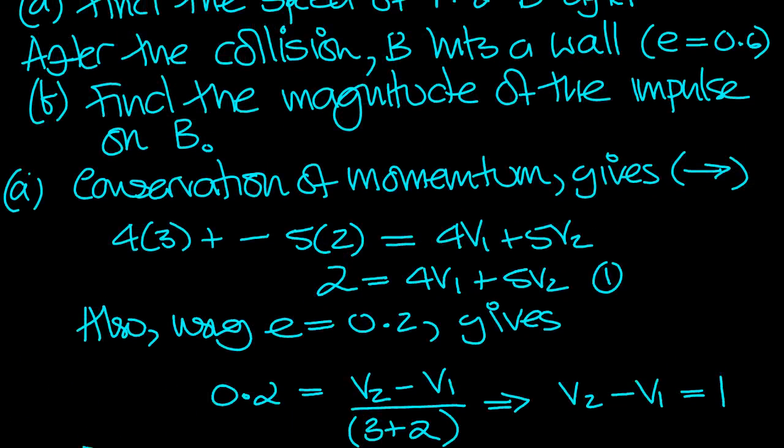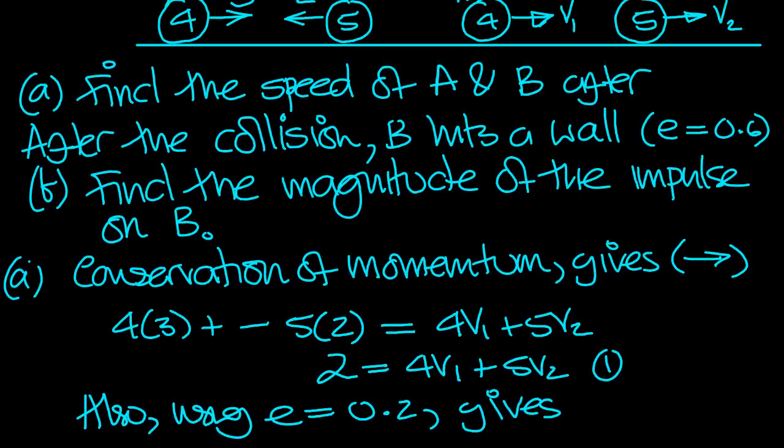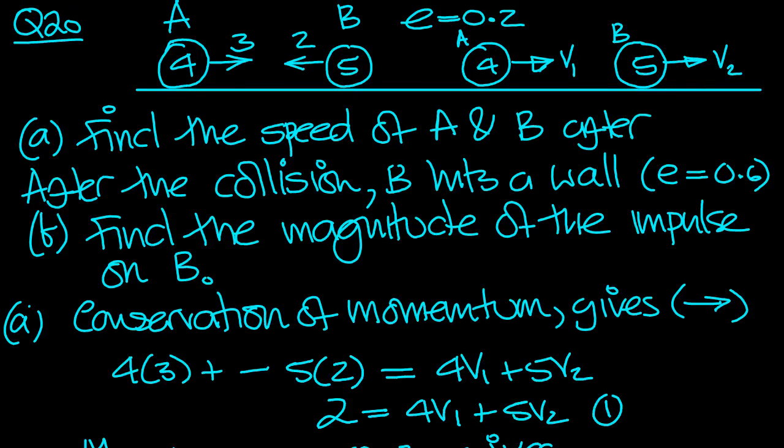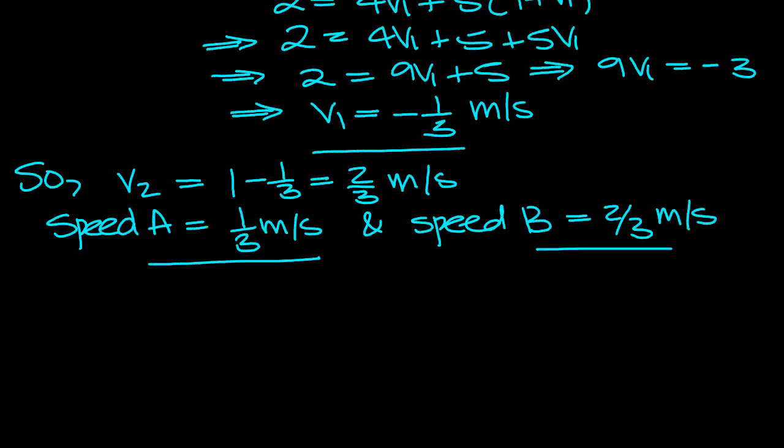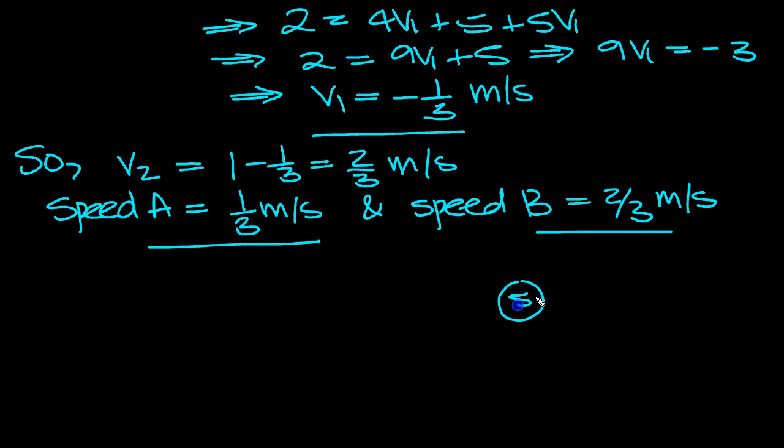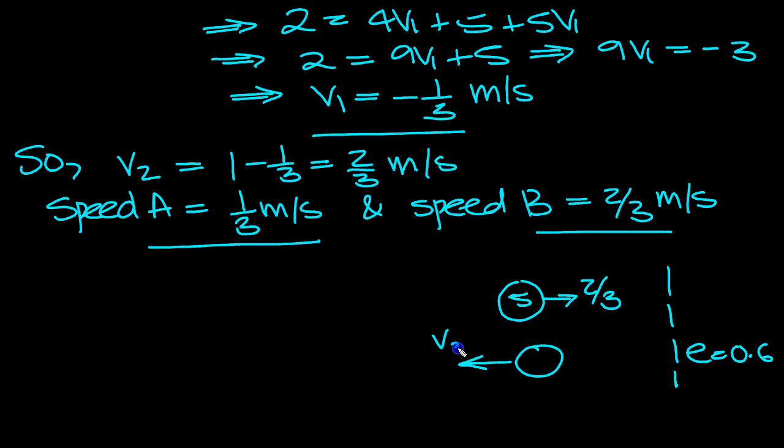So now, it's going forwards with speed v2, and it's going to hit the wall. The coefficient of restitution is 0.6, and it's 5 kilograms going with v2. So we've got 5 going towards the wall with v2, which is 2/3. It hits the wall, bounces off it with a coefficient of restitution e equals 0.6 as we said, and it will be going back with V3.